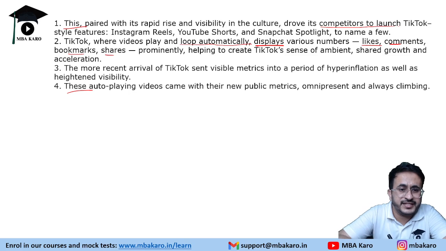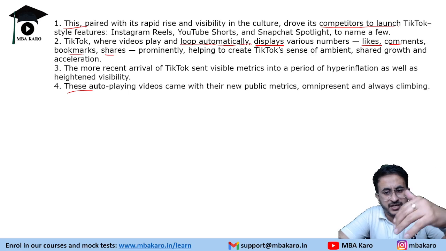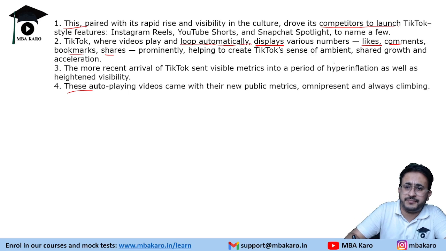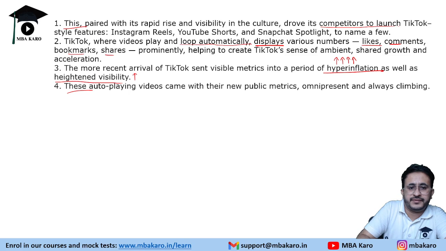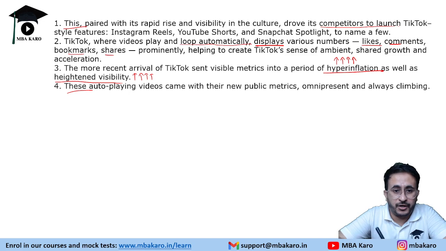Now, if you see the third sentence, it says the more recent arrival of TikTok sent visible metrics into a period of hyperinflation as well as heightened visibility. What is hyperinflation? Hyperinflation means rapid increase of something, right? Heightened visibility. So it is saying that something is going up. Okay, something is becoming popular, heightened visibility. Things are gaining more visibility. Okay, now it says more recent arrival of TikTok.